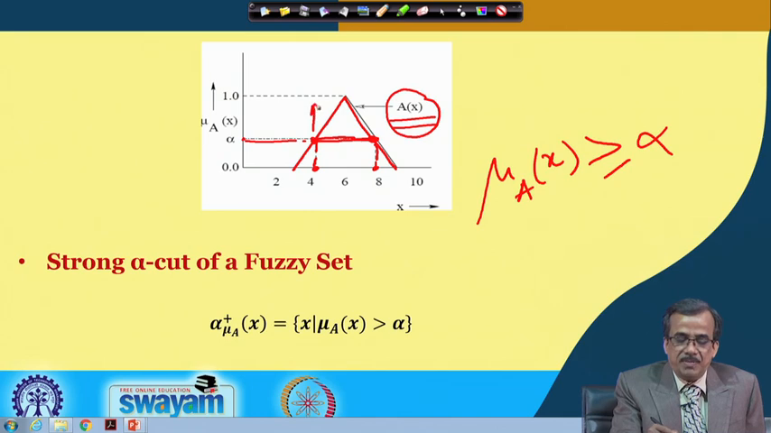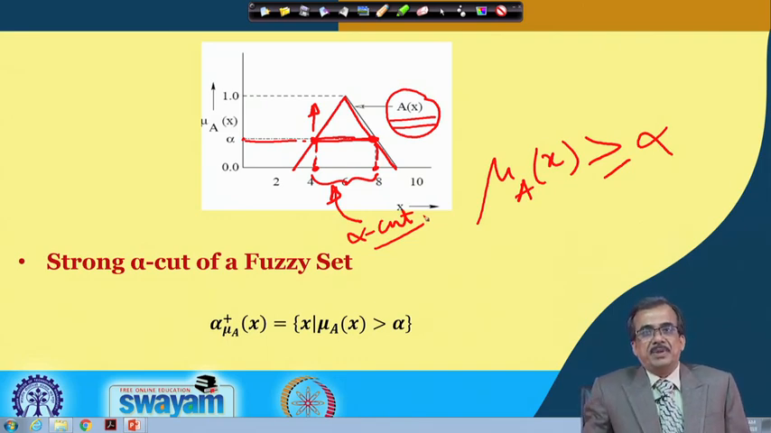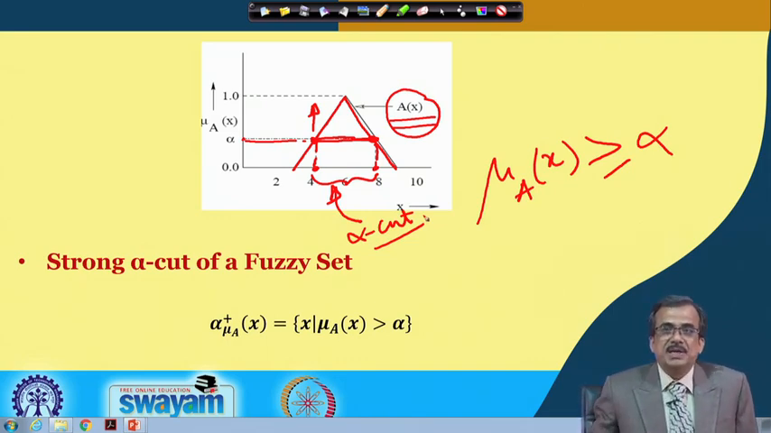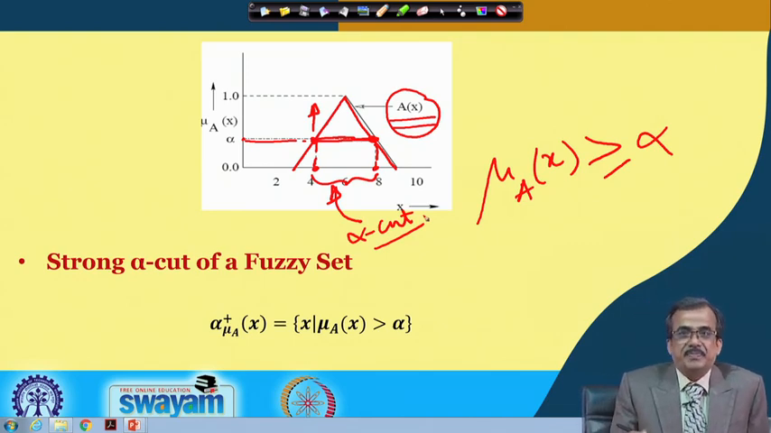According to the definition of the alpha cut, this mu A(x) should be greater than or equal to alpha. So, this is the value of alpha. More than alpha means I am here. Either alpha or more than alpha, and if I follow that, I will be able to find out the subset of this fuzzy set, and that is nothing but this. So, this is known as the alpha cut of this fuzzy set. This is the way we can define the alpha cut of a fuzzy set.